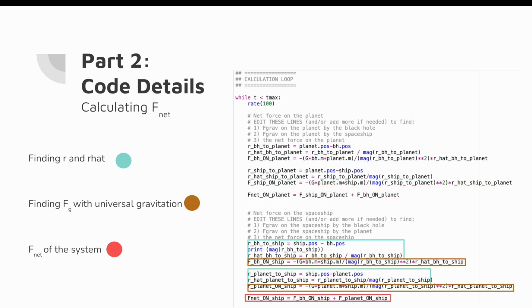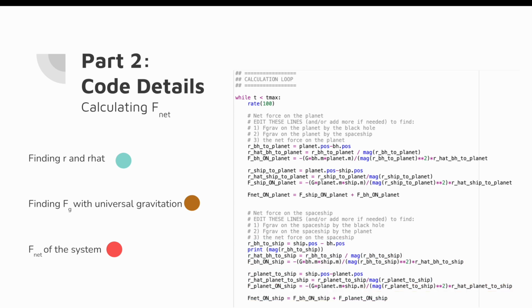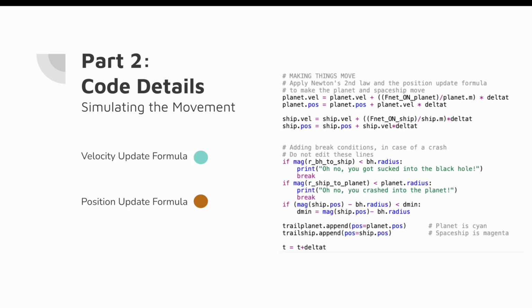Again, we do this, but instead of the system being the planet, the system is the ship, and we found the exact same thing, where F net is going to be the force of the black hole on the ship plus the force of the planet on the ship. Here we are simulating the movement, so we use the velocity update formula and the position update formula for the planet, and we do it again for the ship.